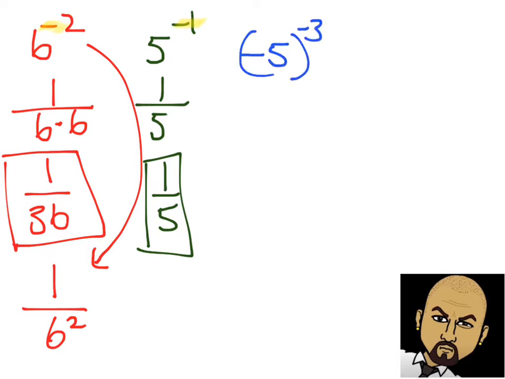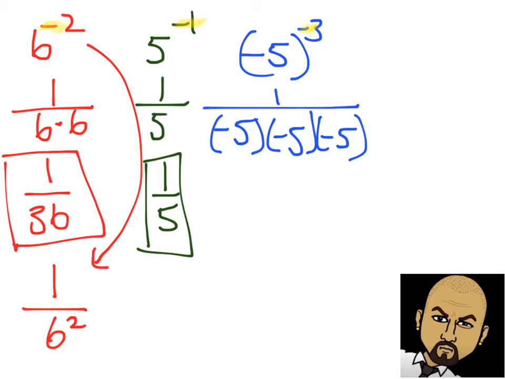All right, let's take a look at this problem. Negative 5 raised to the power of negative 3. Again, when you do these problems, what is the base? The base is negative 5. But because the base is negative, it has to go in parentheses. How many times is the base used as a factor? 3 times. So it's negative 5 times negative 5 times negative 5. But because the exponent is negative, your factors are going to go in the denominator. And so you end up with 1 divided by negative 5 times negative 5 times negative 5.